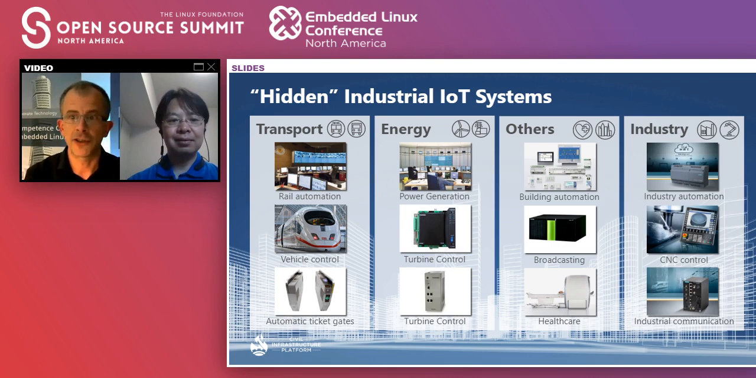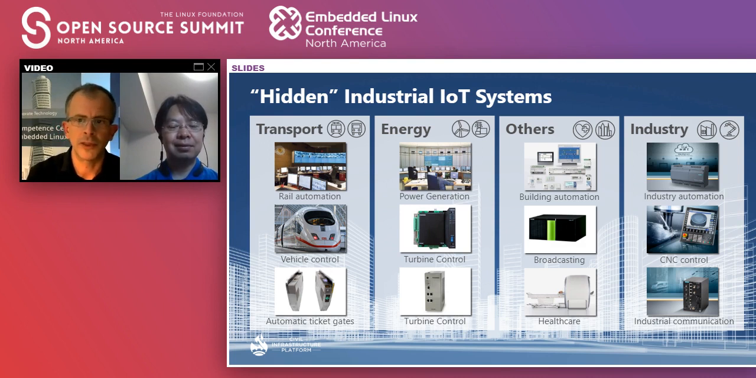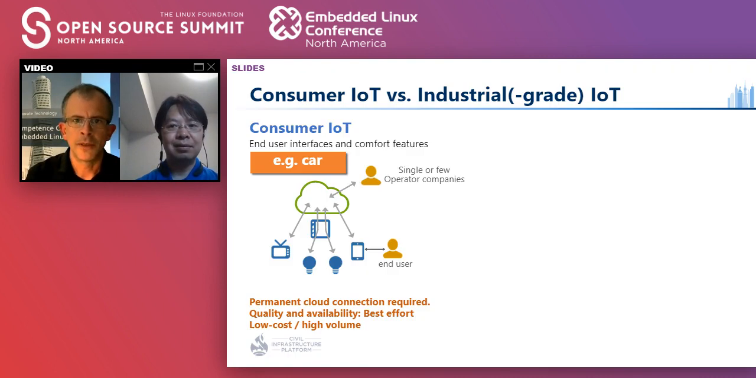And I already mentioned industry, which is a smaller domain, not affecting everybody, but there are a lot of automation systems helping to run the production at the precision we need and at the efficiency we need. And when talking about IoT, the question is what's so special about all these systems and why do we have the need for a project created in this area?